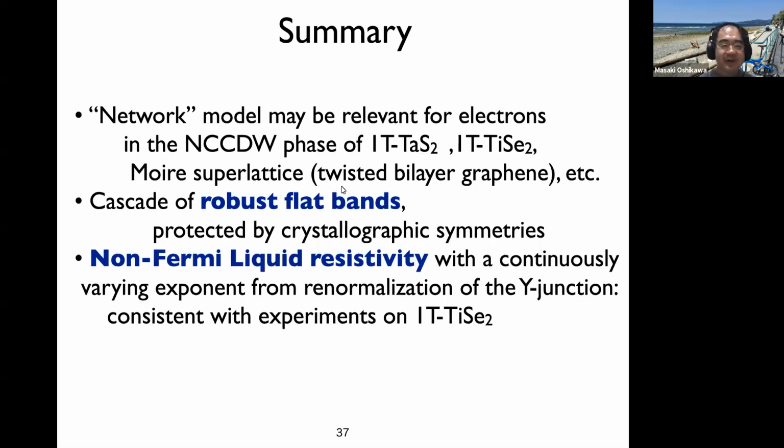Okay, to summarize, this network model may be relevant for electrons in the nearly commensurate CDW phase of tantalum disulfide or titanium diselenide, and maybe more generally superlattices. In terms of band structure, this structure, especially the honeycomb network, naturally produces robust flat bands protected by symmetries. This model can also rather naturally produce non-Fermi liquid type resistivity with a non-universal exponent, determined by the Luttinger parameter of the 1D segment.